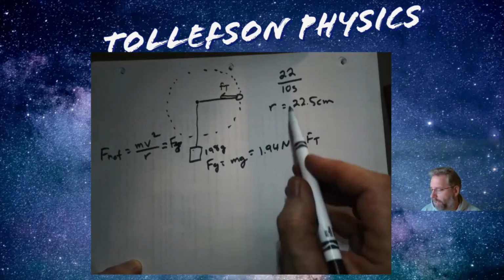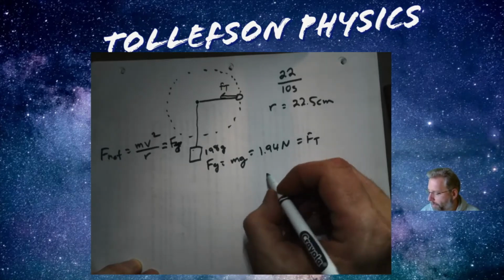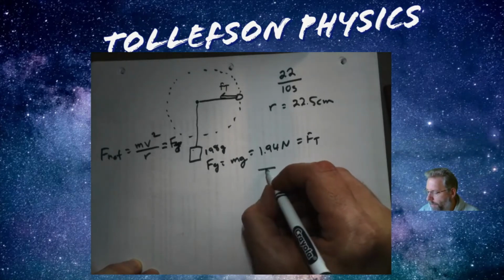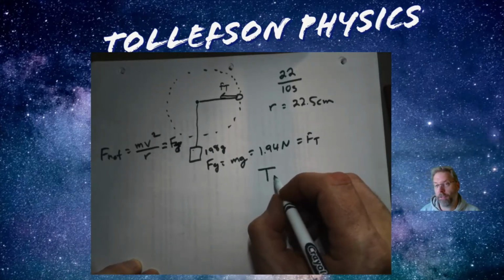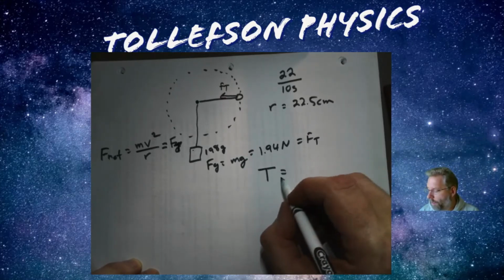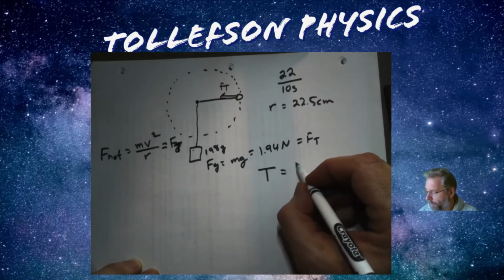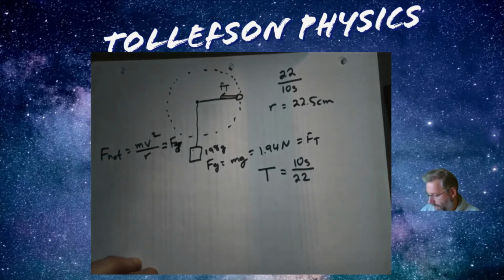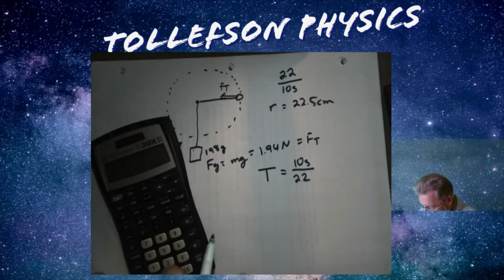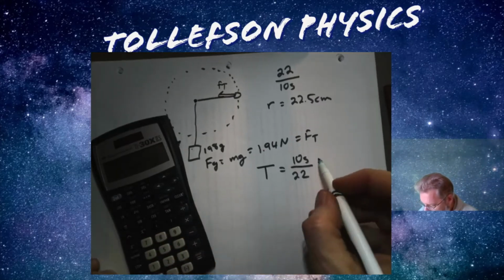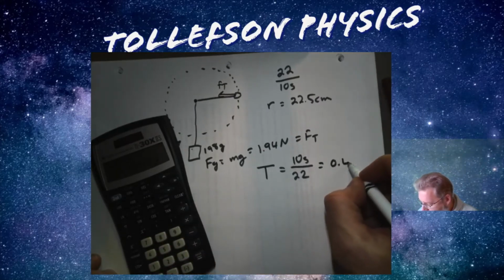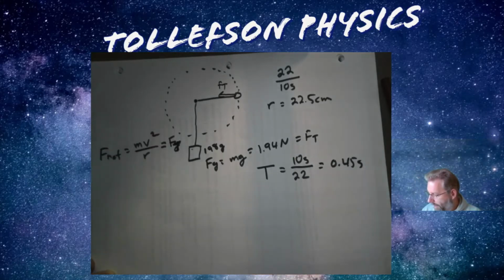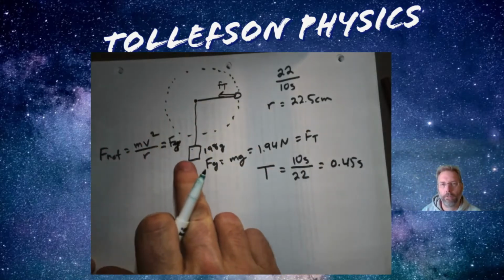Another way to measure this is something called the period. So I'm actually going to use the period instead. So the period is the amount of time it takes to go around once. And so the period would actually be the reciprocal of that. So if it took me 10 seconds to go around 22 times, that's my period. So 10 divided by 22. So it takes 0.45 seconds for that ball to go around once.